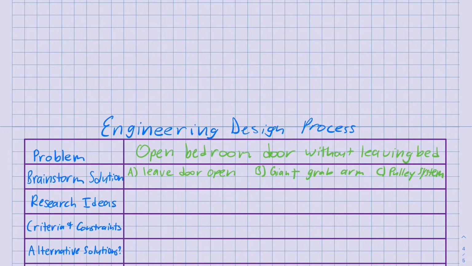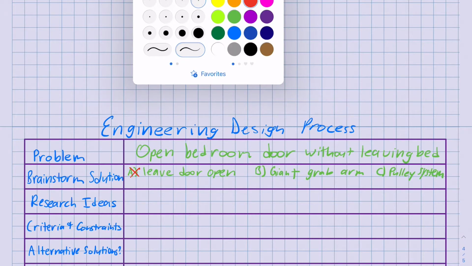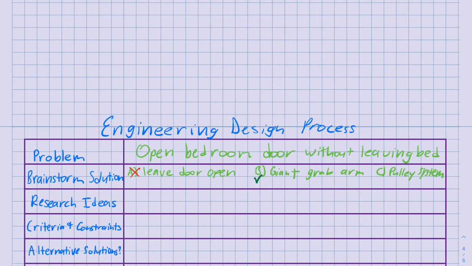Let's look at option B, a giant grab arm. Okay, this is a better idea. It involves my door staying shut, being shut in the beginning at least, and I can do it from my bed if it's giant enough. So I think we should keep going with that idea. So let's put a little red on this one and a green check on this one. And the pulley system, let's think about that. Option C. Yeah, I could be in my bed, the door would already be shut, and then I would be able to open it. So that gets a green check mark for me.